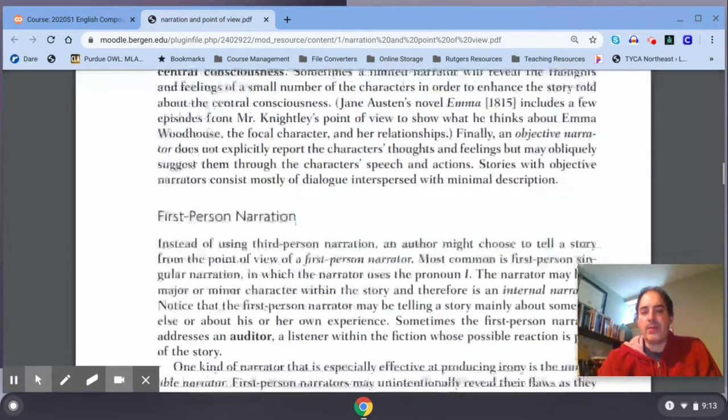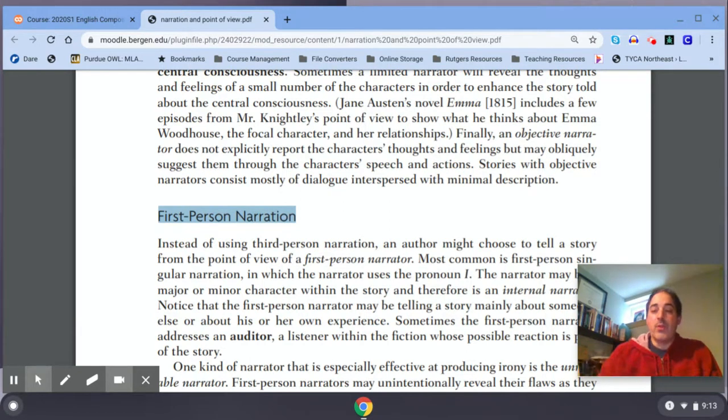Let's just talk about first-person narration for a second. Based on your forum post responses to the Cask of Amontillado reading, it seems like most of you understand what a first-person narrator basically is. It's the I narrator, right? A first-person narrator is a narrator who is also a character in the story. So they're speaking from within the events, and they're an identifiable figure in the narrative. And in Cask of Amontillado, of course, that narrator is Montresor, who is both our narrator and also our central character.